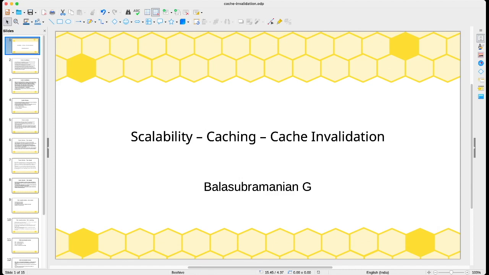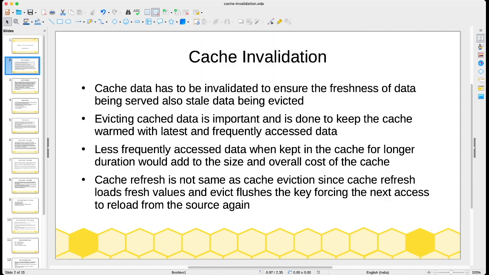This is Balasubramanian. So what is cache invalidation and how is it different from cache eviction is what we are going to look into. So why does a cache have to be invalidated? Cache data has to be invalidated so that fresh data is served and stale data is not served. That's the main purpose that we can say.